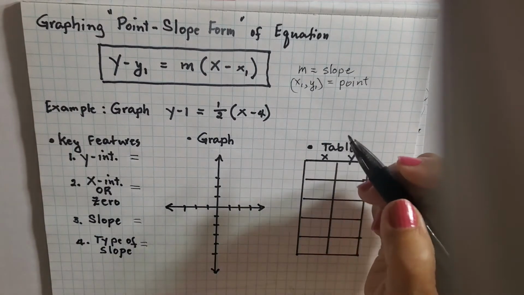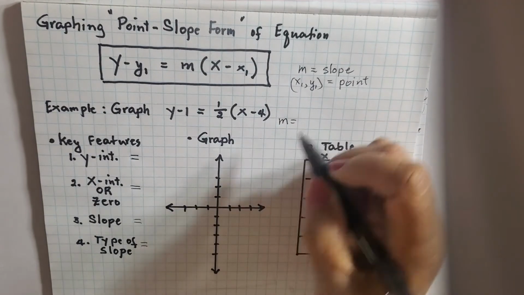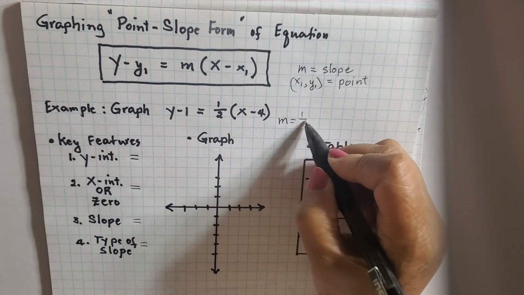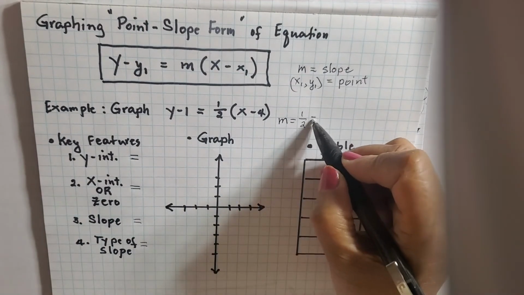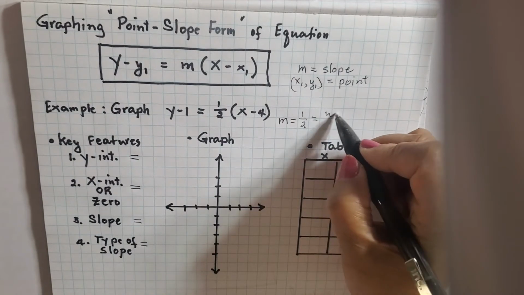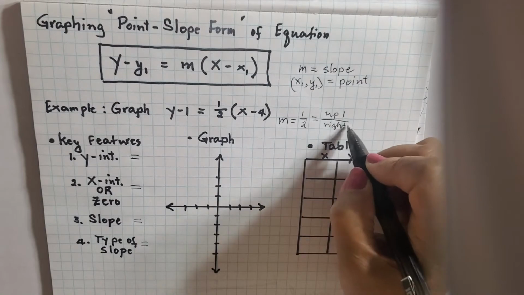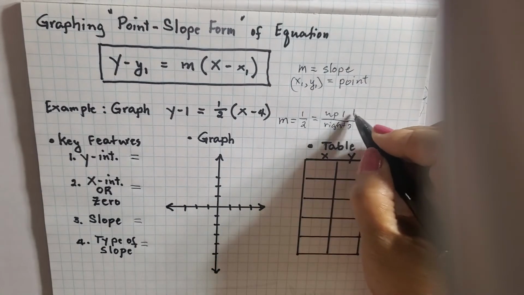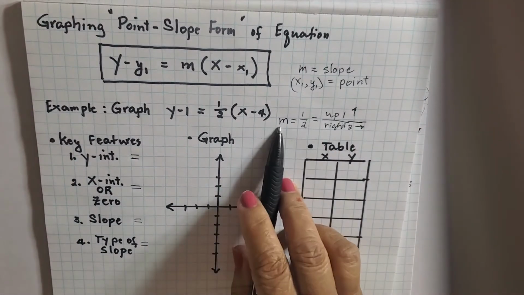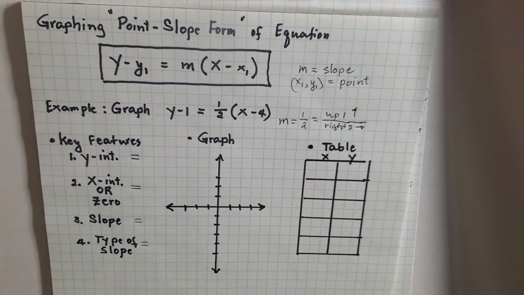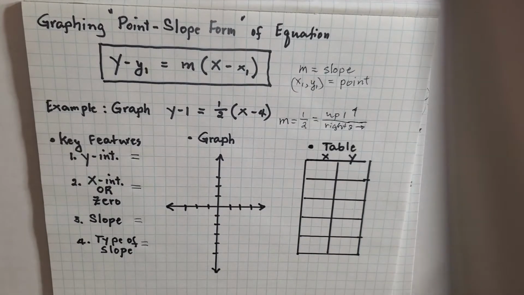First, I need to identify the slope. Here, I know the slope is 1/2. And we said the slope is rise over run. So that means you go up 1 and then to the right 2. I'm going to put the arrow here going up, and then to the right. Slope is, we can say, movement, because you move before you go to another point.